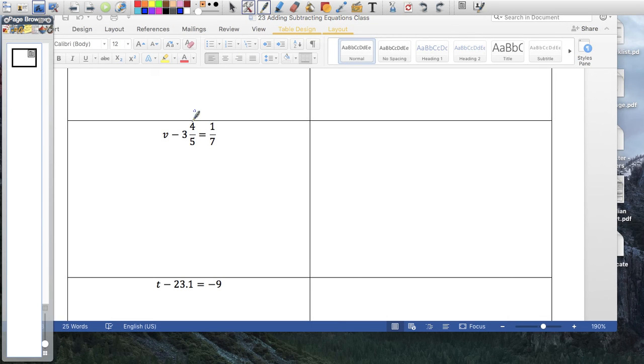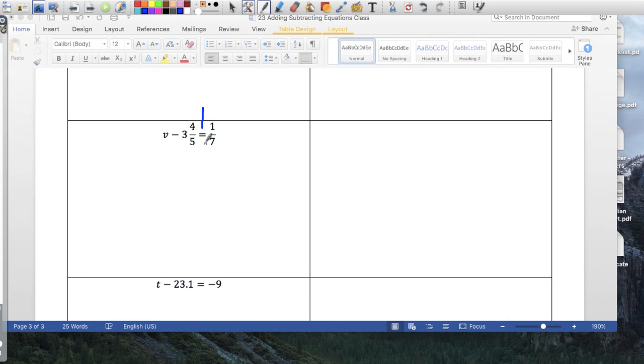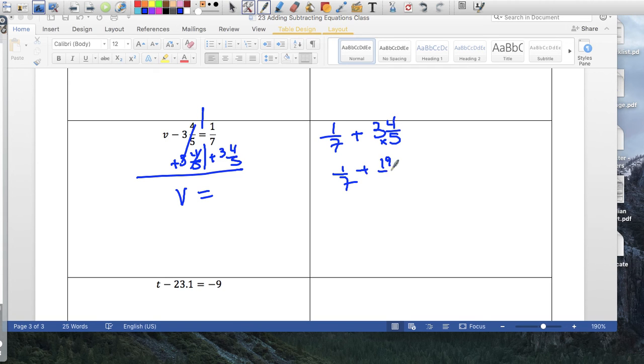And so here, plus 3 and 4/5, and then plus 3 and 4/5, right? So these two cancel out. I can have V equals, and let's do 1 over 7 plus 3 and 4/5. Let's change that to an improper fraction. 5 times 3 is 15, plus 4 is 19 over 5. Find the LCM, which is 35, right?